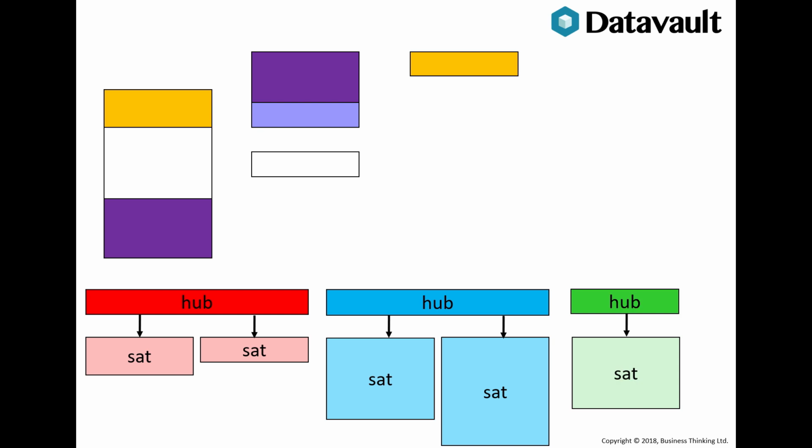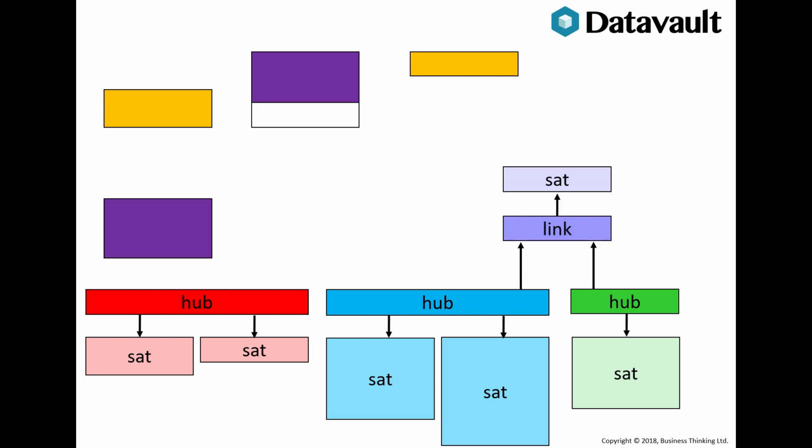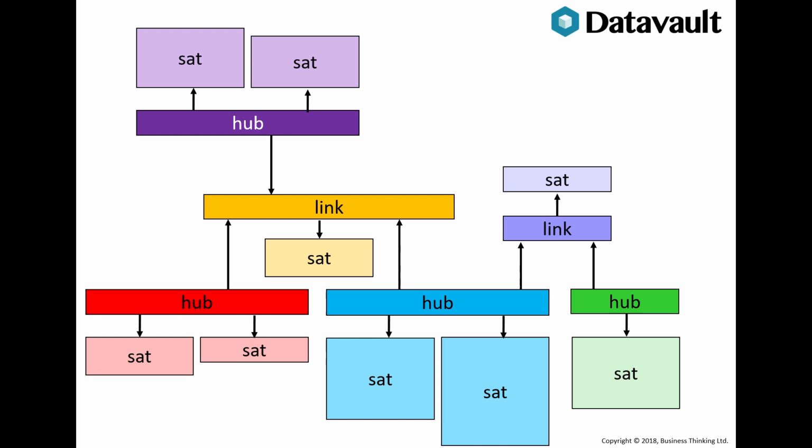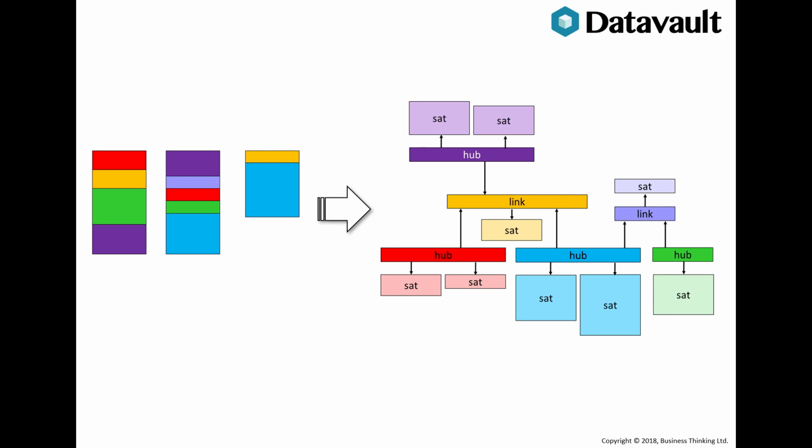Next we map the green blocks. Then we find that the light purple data block is a link between the blue and green blocks. And finally we map the remaining components. So we've gone from 3 tables designed to support the operational system, and we've created 15 vault tables, 4 hubs, 2 links and 9 satellites. And we can build it in any sequence we want.